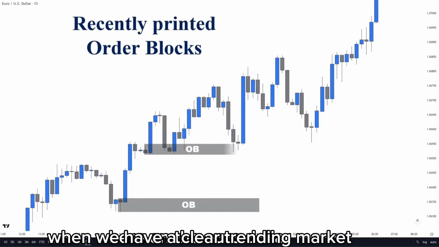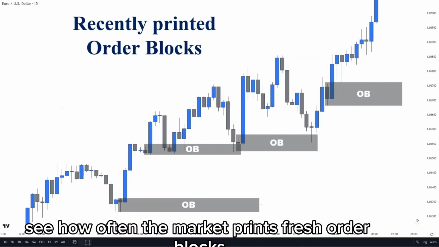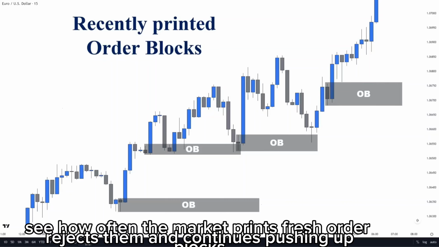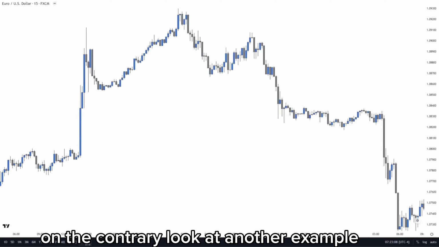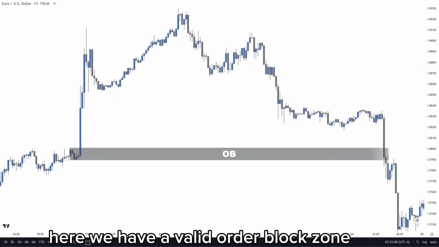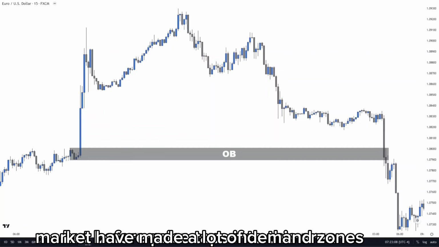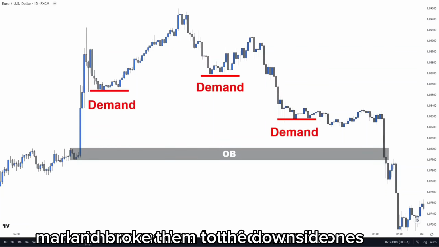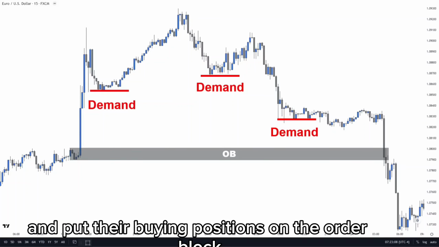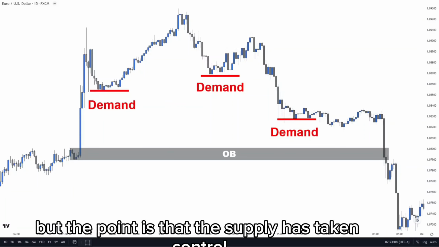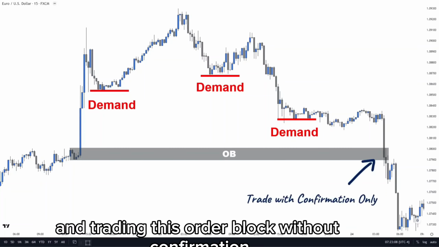Here on the euro-dollar, when we have a clear trending market, see how often the market prints fresh order blocks, rejects them, and continues pushing up. On the contrary, look at another example. Here we have a valid order block zone, but before price taps into this area, market have made a lot of demand zones and broke them to the downside. Some traders might take these areas as liquidity grab and put their buying positions on the order block. But the point is that the supply has taken control, and trading this order block without confirmation won't be effective.